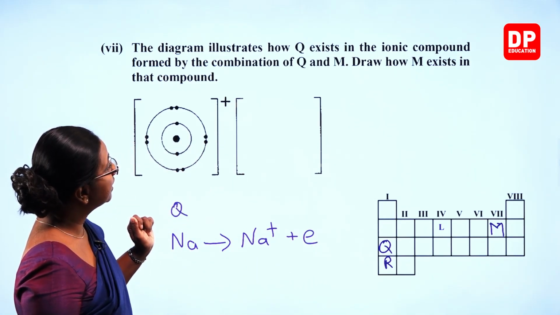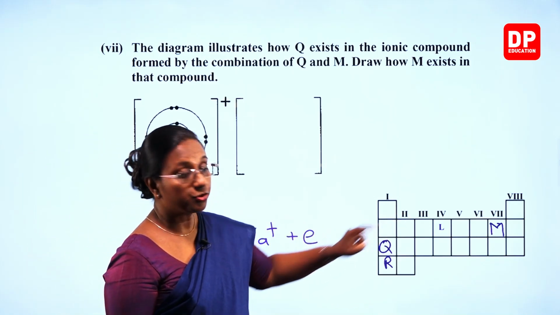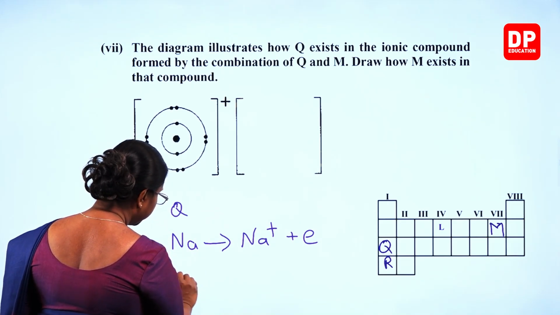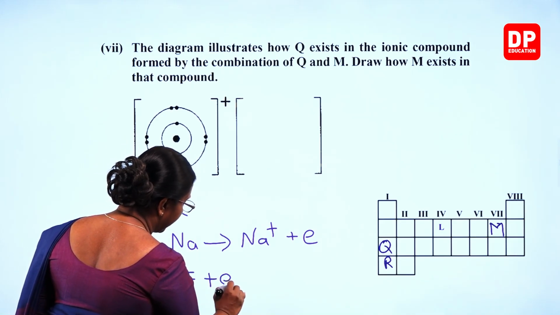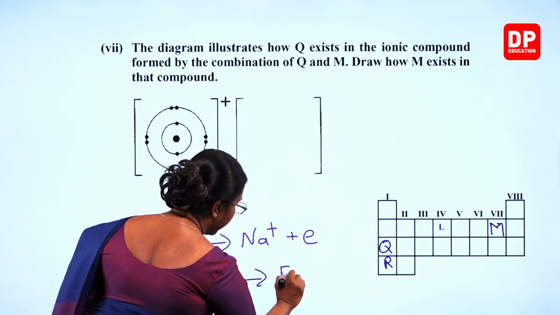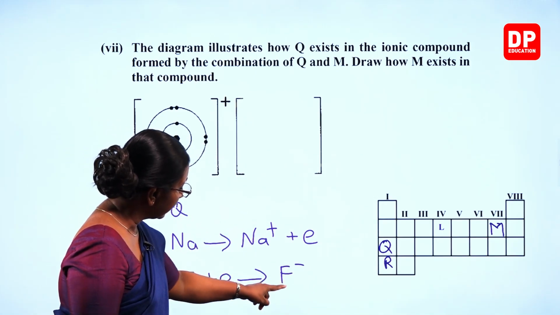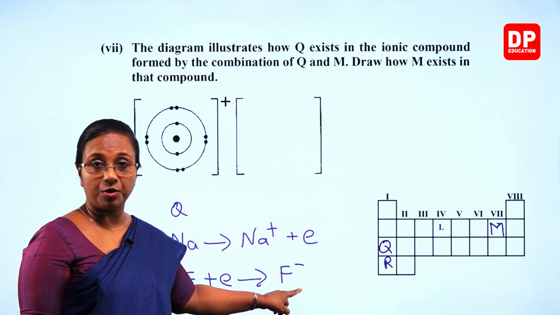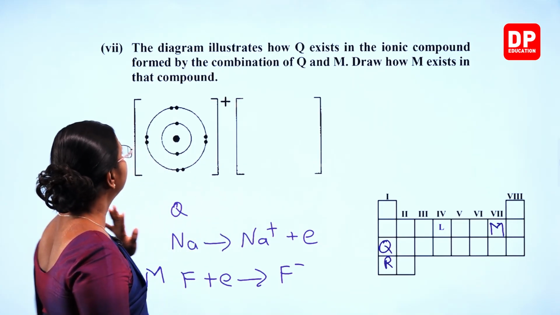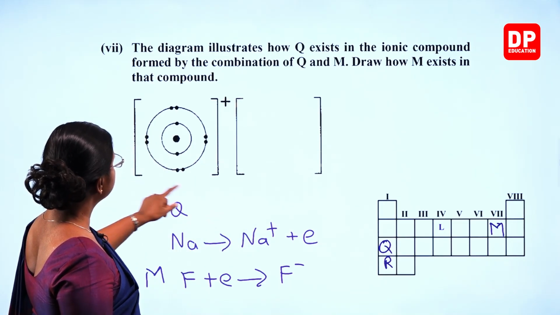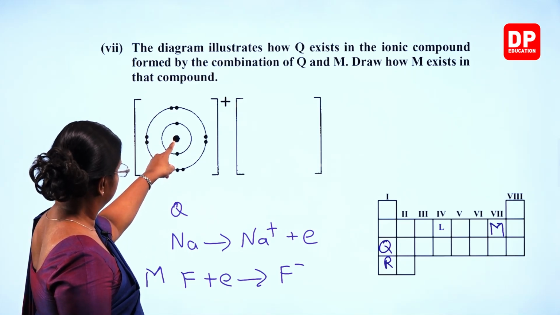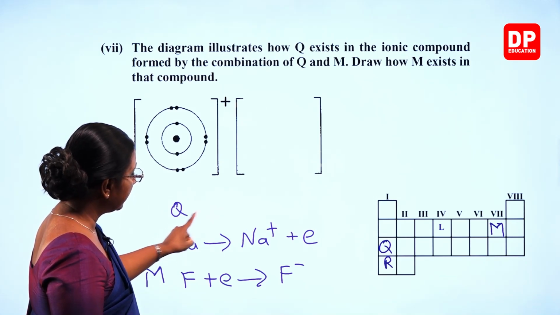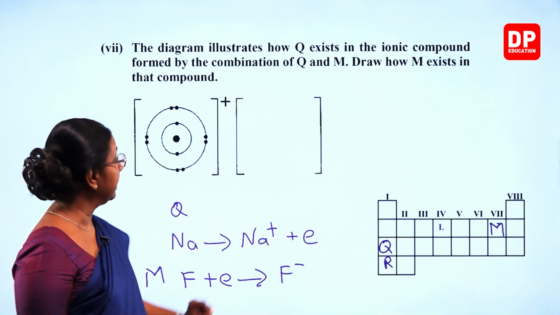Whereas you need to find the ion of M. M is group 7, that is fluorine. So, M you all know is fluorine, takes up an electron and becomes F minus. The electrostatic interaction between Na plus and F minus forms the ionic bond. Now, here they have shown the Lewis diagram. So, there you can see they have shown Q here. The nucleus, 2 electrons in the first shell. Now, this is sodium after losing 1 electron, Na plus.